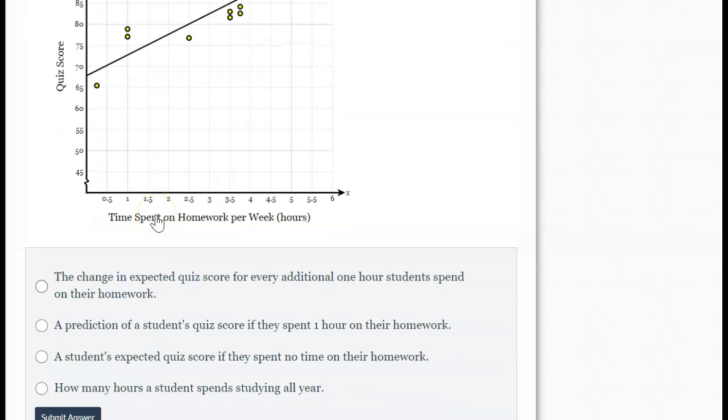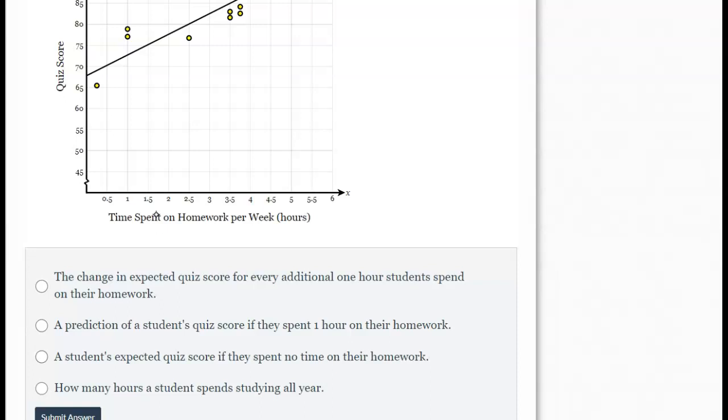The change in expected quiz scores for every additional 1 hour a student spends on their homework. So is that going to show us the change for every hour? Not sure. The prediction of a student's quiz score if they spend 1 hour on their homework. Well, we really talked about this being 0 hours. Here's 1 hour, so that one's not going to be a good one.